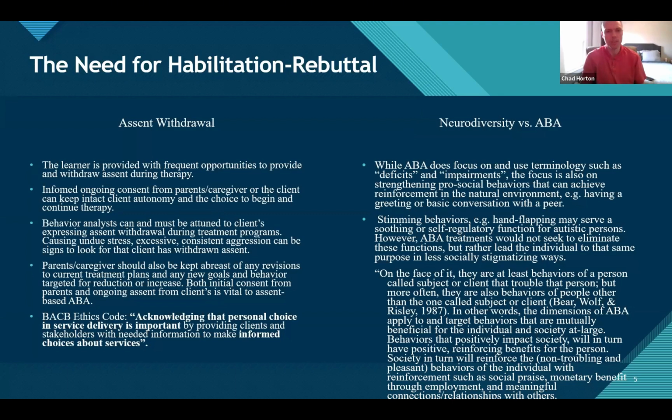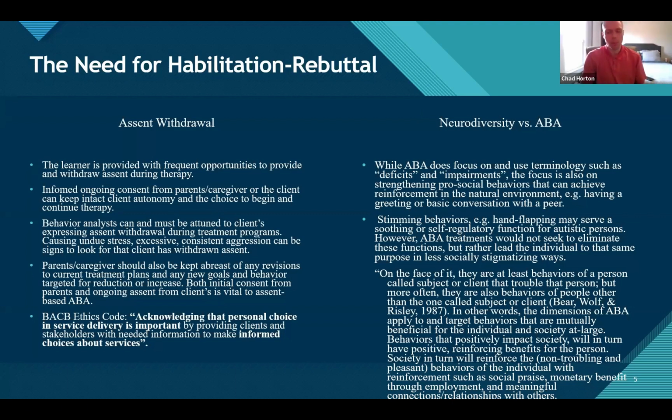The clients we serve, if we're attuned to their signs or their signals where we're causing undue stress, excessive, consistent aggression, whether that be verbal or physical aggression, those would be clear signs of assent withdrawal from the client. Bro and Smith 2023 explain assent-based practices as emphasizing choice throughout treatment and seeking out assent during the intervention process.